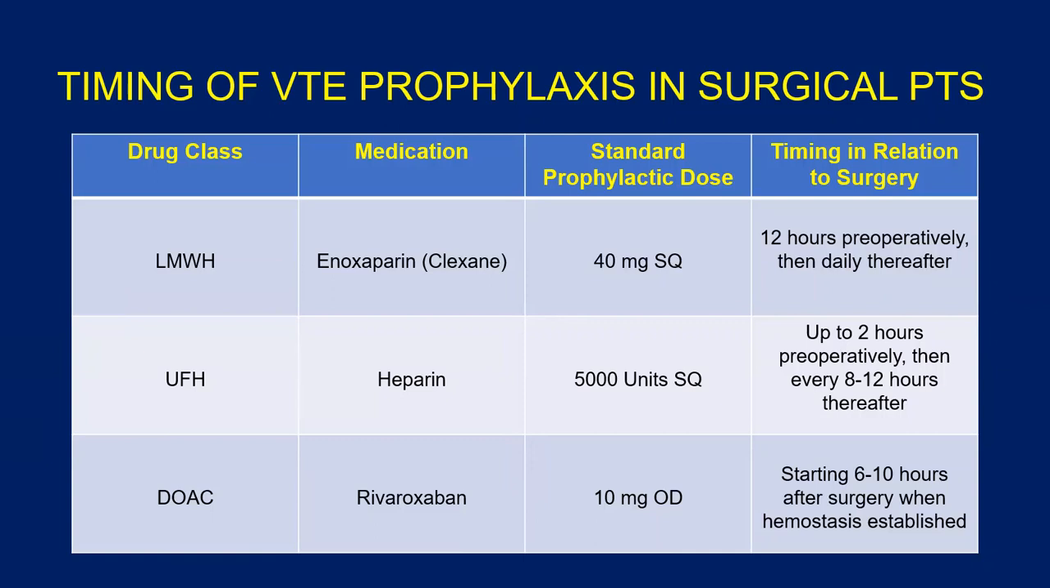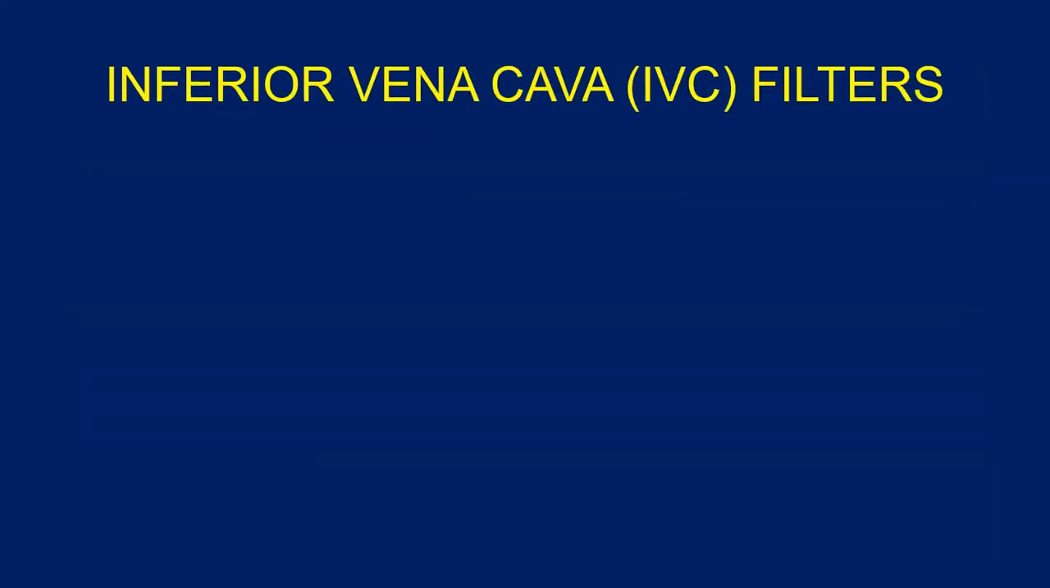Unfractionated heparin, you can stop it up to 2 hours preoperatively, and then 8 to 12 hours thereafter, you can restart it. For the DOACs, you can go with rivaroxaban. You can restart it 6 to 10 hours after surgery when hemostasis is achieved, and same with apixaban.